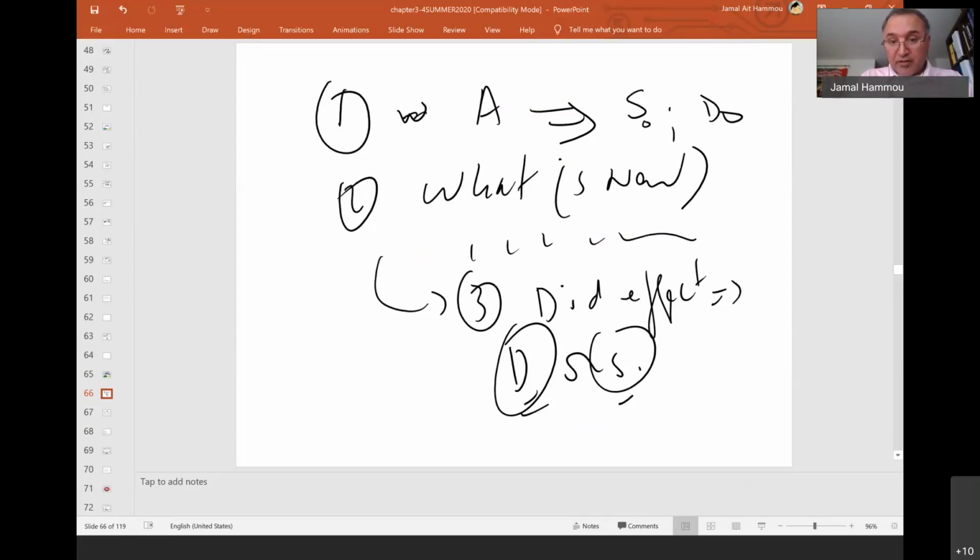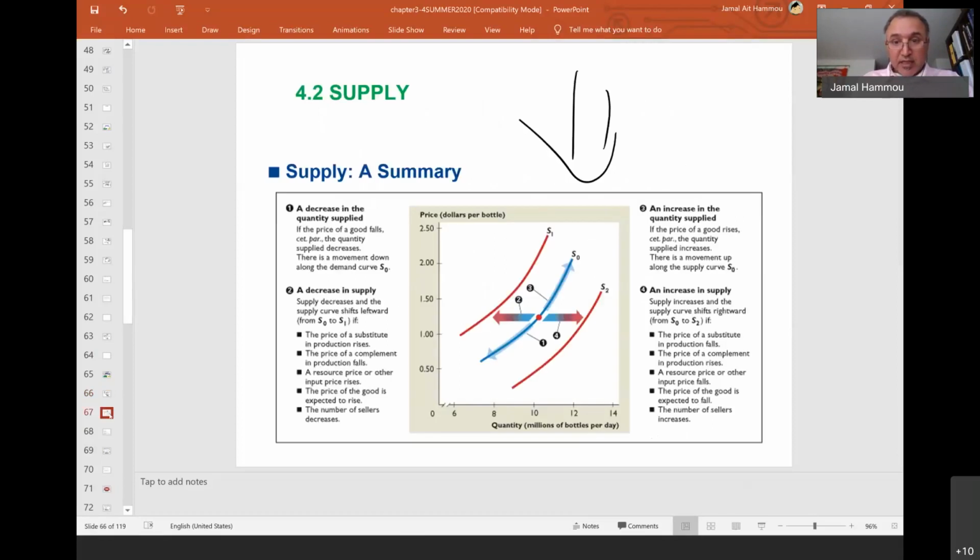If I find it's the demand, I say, how? Is it an increase or decrease? Is it a negative effect or positive effect? If it's supply, is it up or down? That's very important to do. So that's the summary of everything I talked about so far. We start from here. If we go up, that's an increase of quantity supplied. Down is a decrease of quantity supplied.